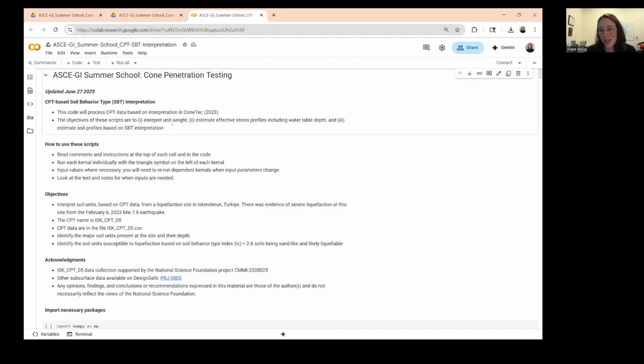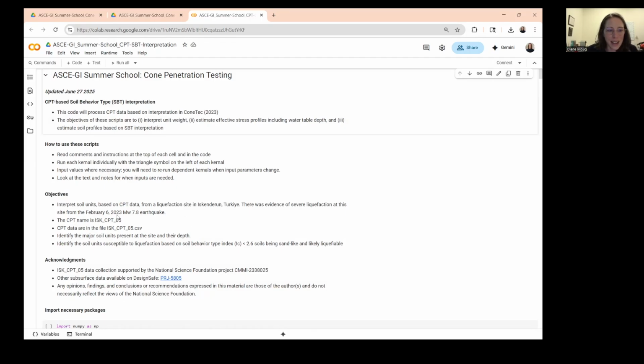The objective of this script and these kernels is to interpret the unit weight of the soil. We're going to plot an effective stress profile, including an estimation of the water table depth, and then we'll make estimates of the soil behavior type and look at the various soil behaviors and soil units that are present at the site. And we'll also make an estimate based on a soil behavior type index less than 2.6, indicating sandy soils, where we think that the soil unit that liquefied exists.